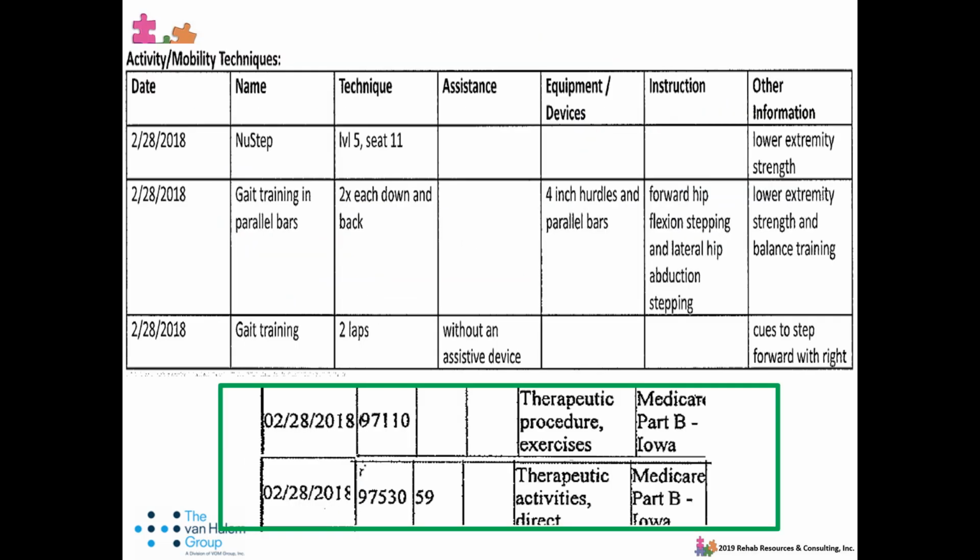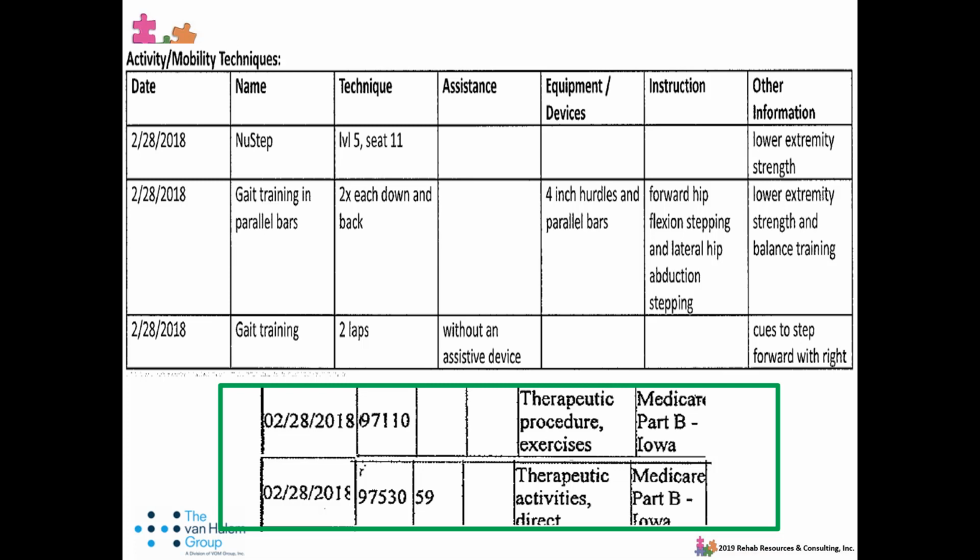So let's look at this example. You have gait training and you have new step on this day, 2/28. Now, what was billed on this day was therapeutic exercise and therapeutic activities. That could raise question in a review. Why? Because there's no therapeutic activities listed here, but there is gait training. Yet gait training was not billed.